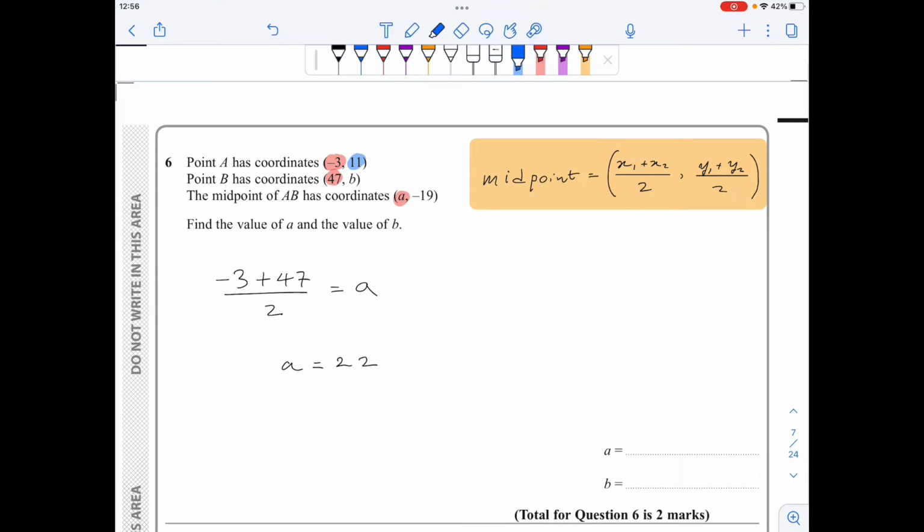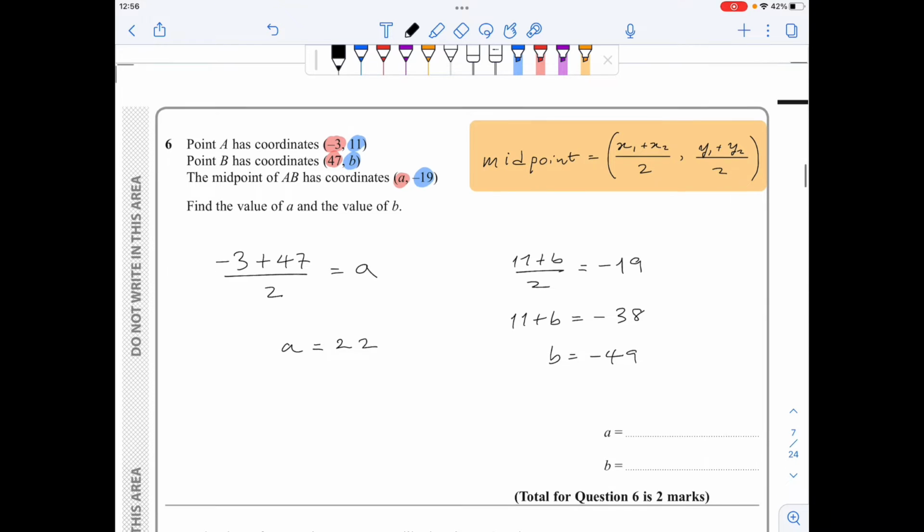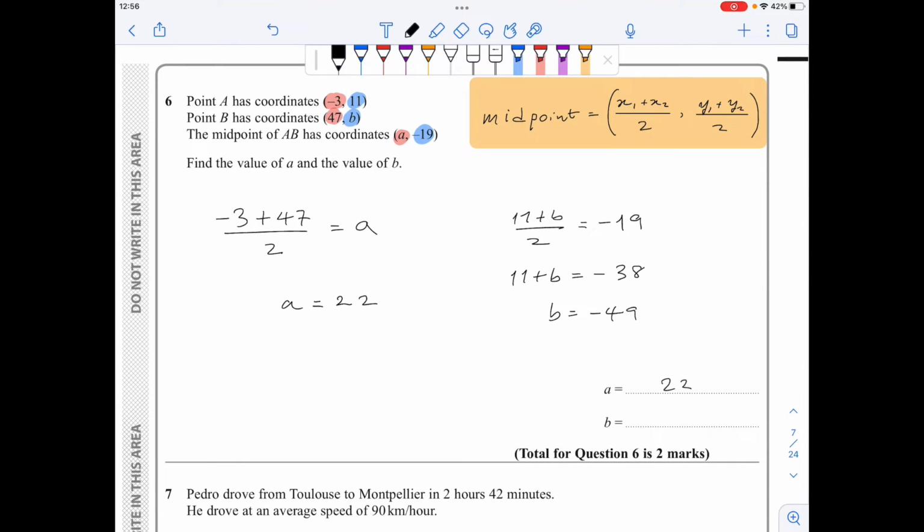And then we will work with the y-coordinates. 11 plus b over 2 is equal to minus 19. So 11 plus b is equal to minus 38. So b is equal to minus 49. So 22 and minus 49 are the two missing values.